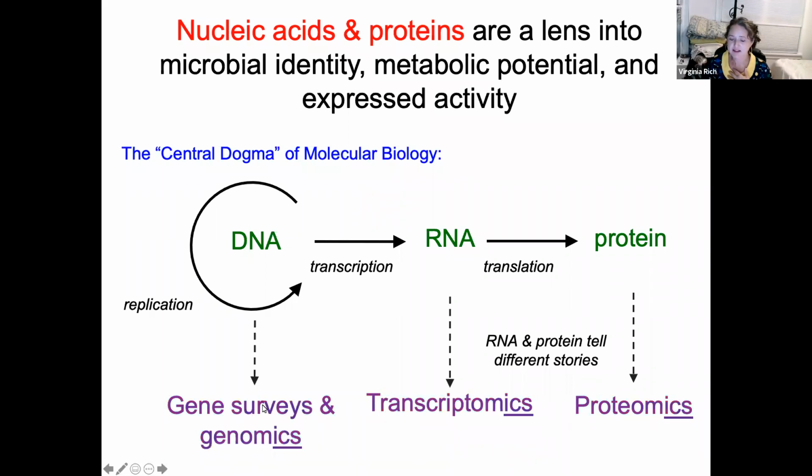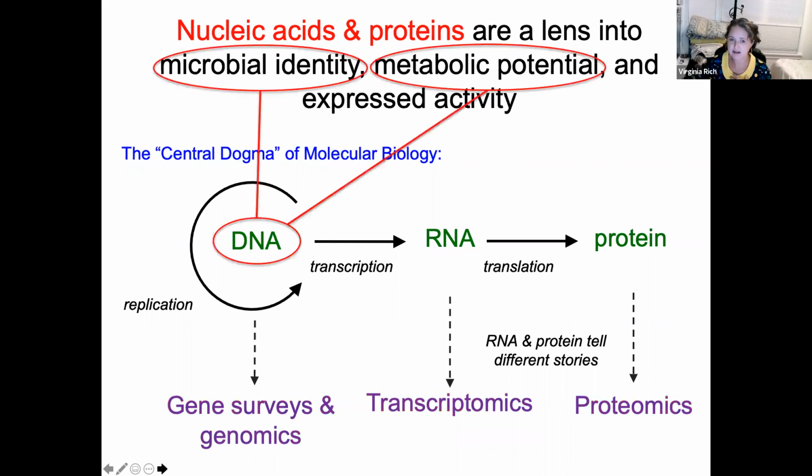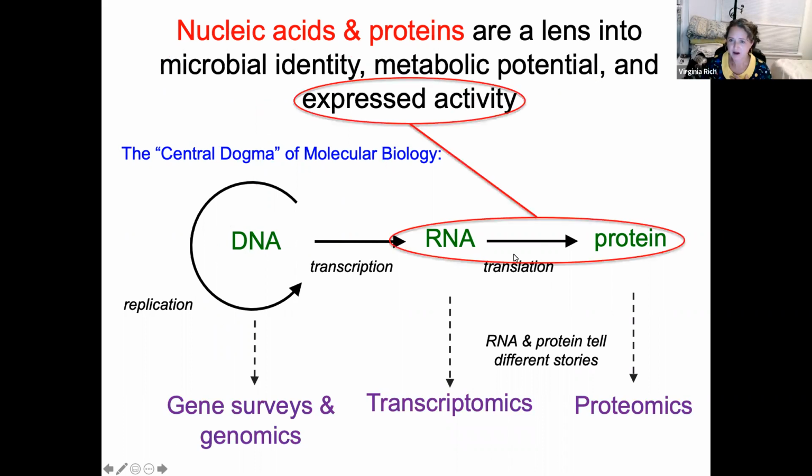The words we use for studying these things are gene surveys and genomics and transcriptomics and proteomics. And that just describes the general approach to looking at those things. So again, DNA is telling us about identity and potential. RNA and protein are telling us about expressed activity.